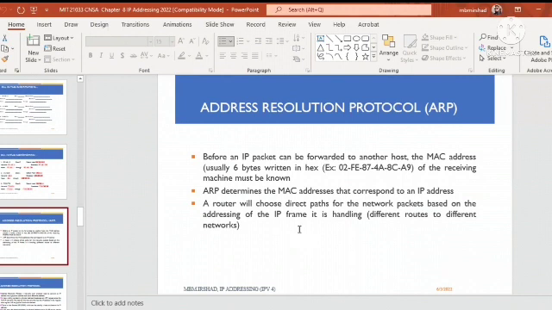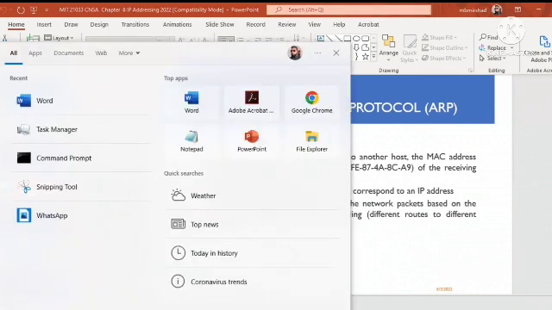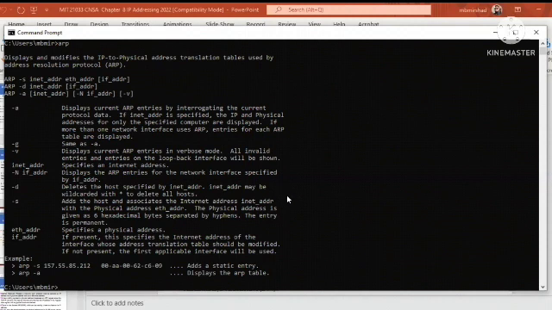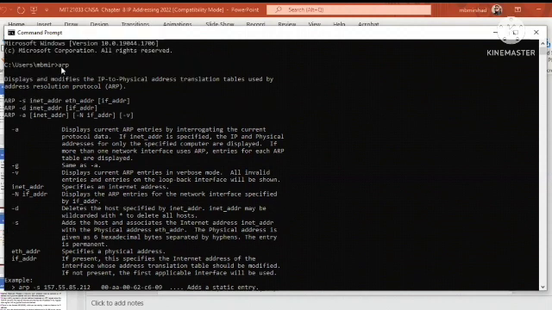Address Resolution Protocol. This one we use for getting the information about IP addresses and the MAC address. You know the meaning of the word MAC address, I have already discussed. A MAC address will look like this. For example, if you go to the command prompt and type ARP, you will get some information about the Address Resolution Protocol.